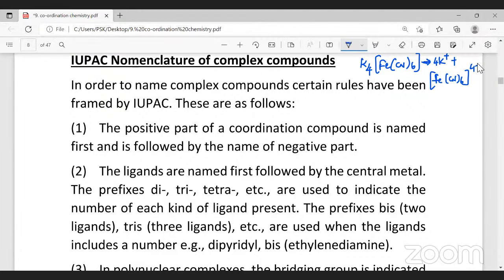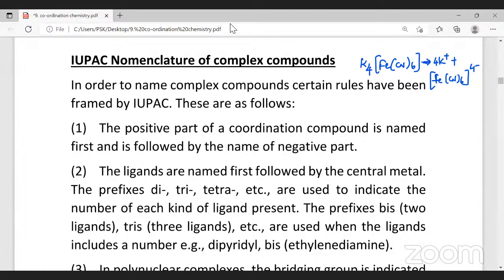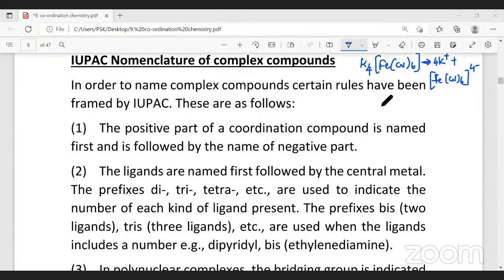How many ions are formed? I've written it on the board. 4 K plus and 1 hexacyanoferrate ion, so totally 5 ions.